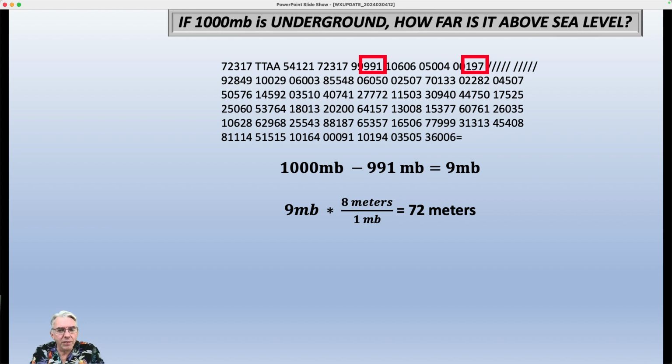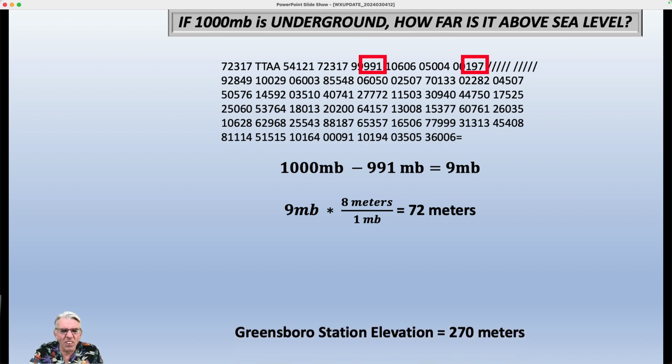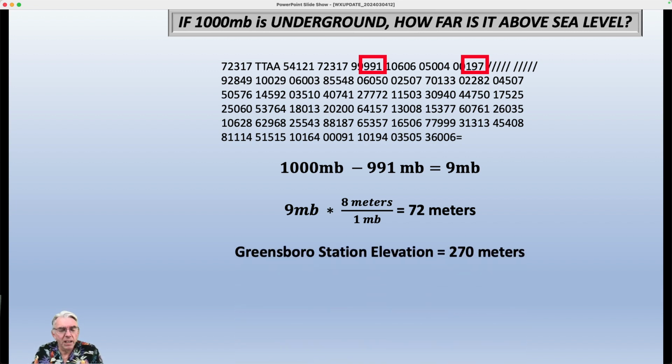Well, if the elevation above sea level at Greensboro is 270 meters, and the 1,000 millibar surface is going to be below, okay? In other words, if at 991 millibars the elevation above sea level is 270 meters, we're going to have to go lower than that. And so if you subtract 72 from 270, you get 198.